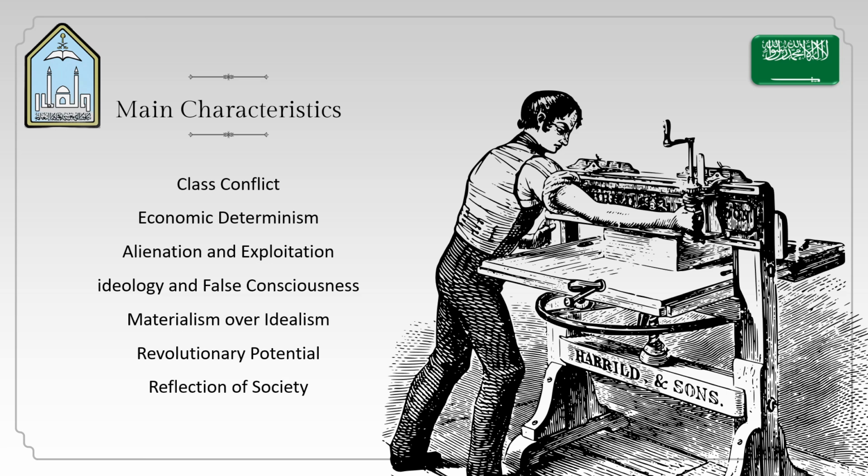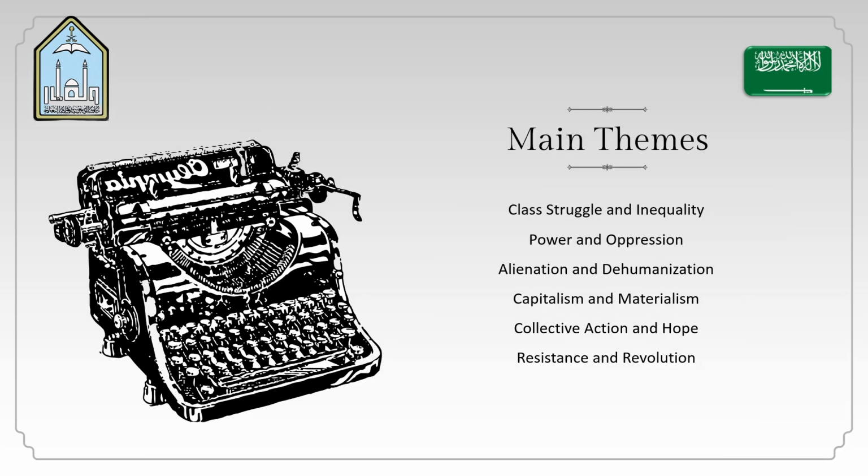Let's move to the main themes. Here we have class struggle and inequality. We have also power and oppression, alienation and dehumanization, capitalism and materialism, collective action and hope, resistance and revolution. I'm not going to leave you like this, reading only the main points. No, I'm going to explain each one. So let's go to class struggle and inequality.